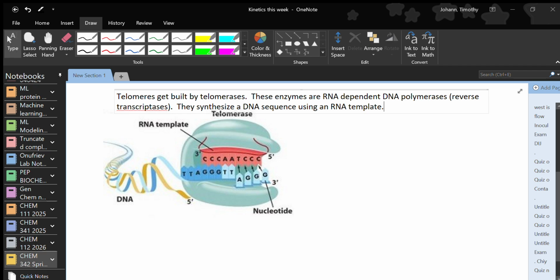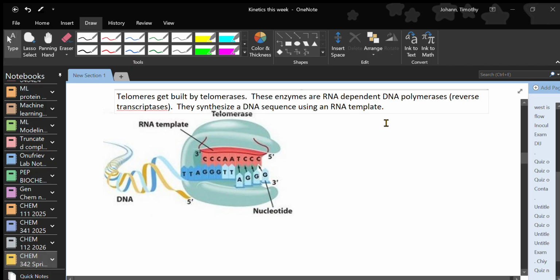This is not the same enzyme, but reverse transcriptases, we see those in viruses as well. A virus that has an RNA genome that needs to make a DNA sequence to insert into your genome, let's say. Questions on telomerases? Okay.